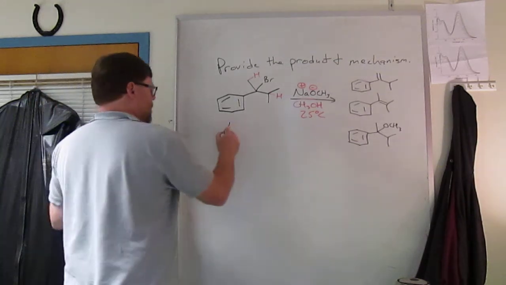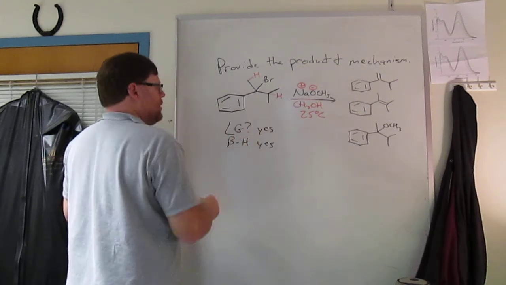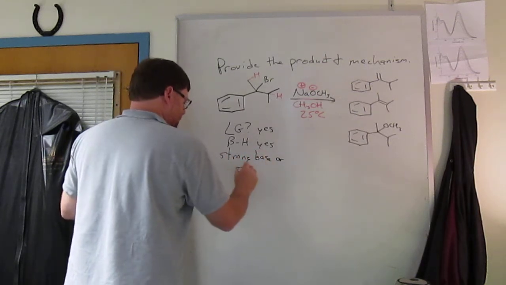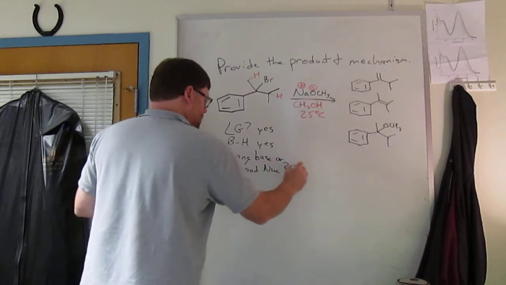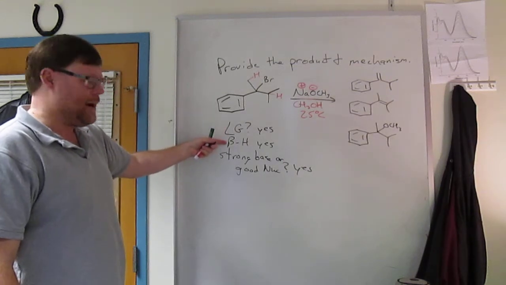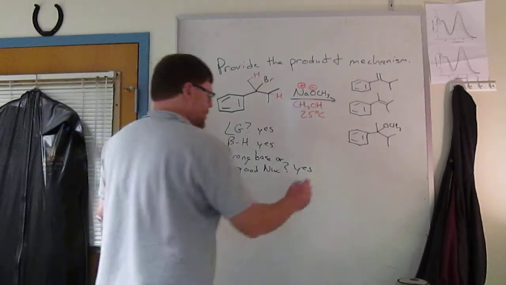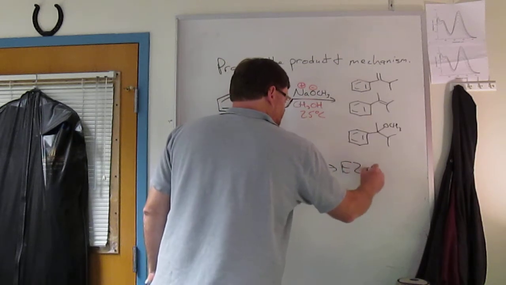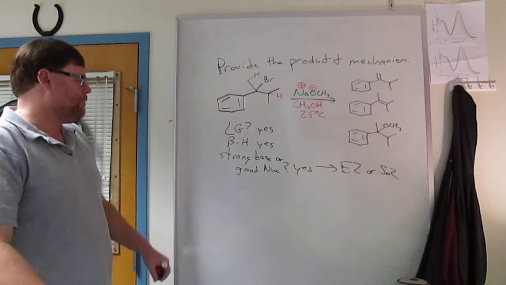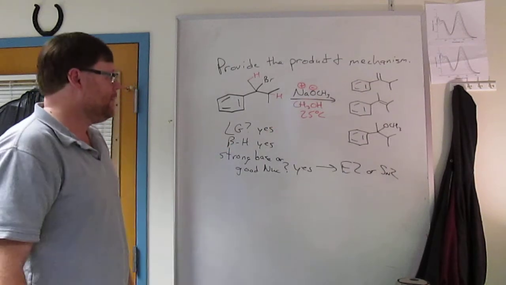So again, leaving group, yes. Beta hydrogens, yes. Strong base or good nucleophile, yes. Leaving group tells us we can do substitution or elimination. Beta hydrogen tells us we can do elimination. Strong base or good nucleophile: if we have that, it will be E2 or SN2. We don't even have to look at the substrate quite yet. So we're going to do an E2 or an SN2 because we have a strong base. Methoxide is both a strong base and a good nucleophile.